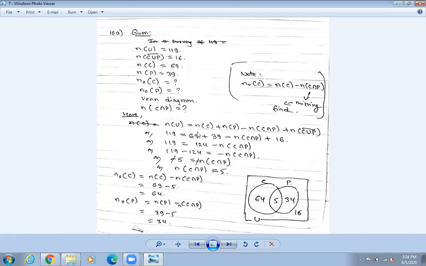What is the value of P? 39. Out of 39, 5 is already written, so 39 minus 5 is 34. What is the value of only P? Only P is 34.